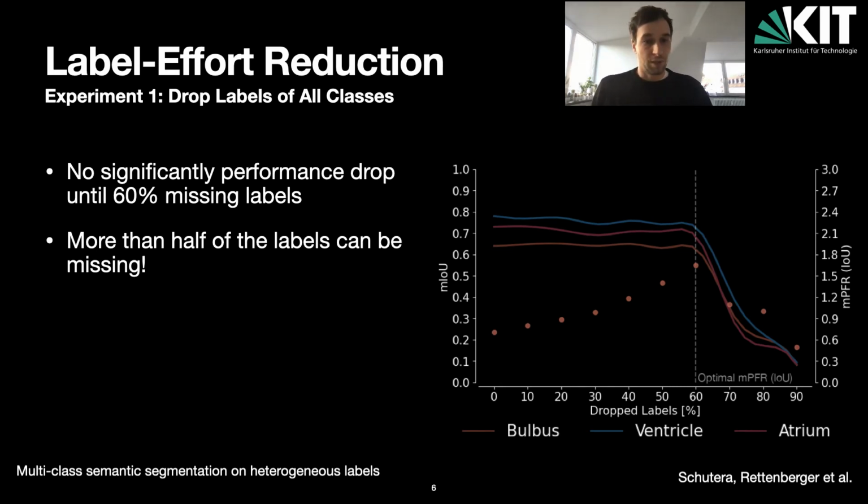It also provides the baseline for the other experiments, since if we drop 0% of labels, this means we have a fully labeled dataset. And with this experiment, we can see that up until about 60% missing labels, no significant drop in performance can be observed. So that means that more than half of the labels can be missing without loss in performance. This is quite an astonishing result, since it means that in the case of our dataset, most labels obviously do not introduce much more information and are pretty obviously not really needed.